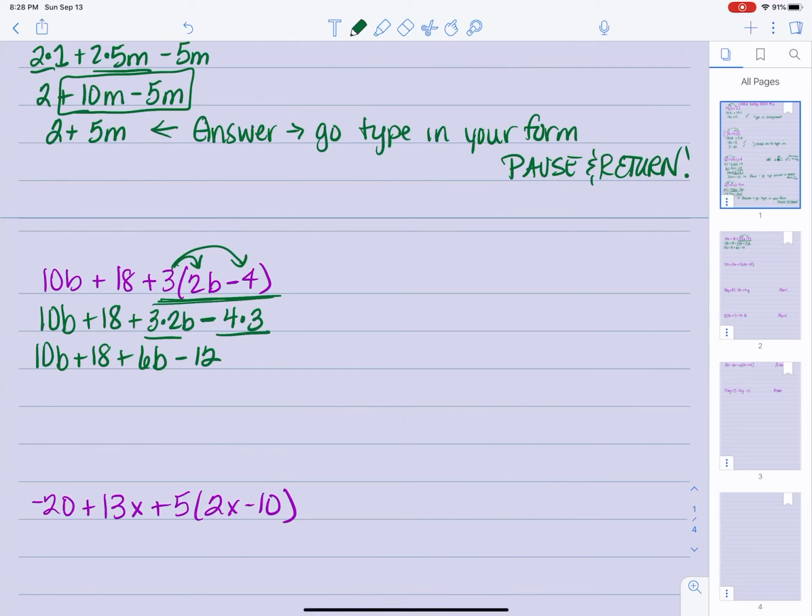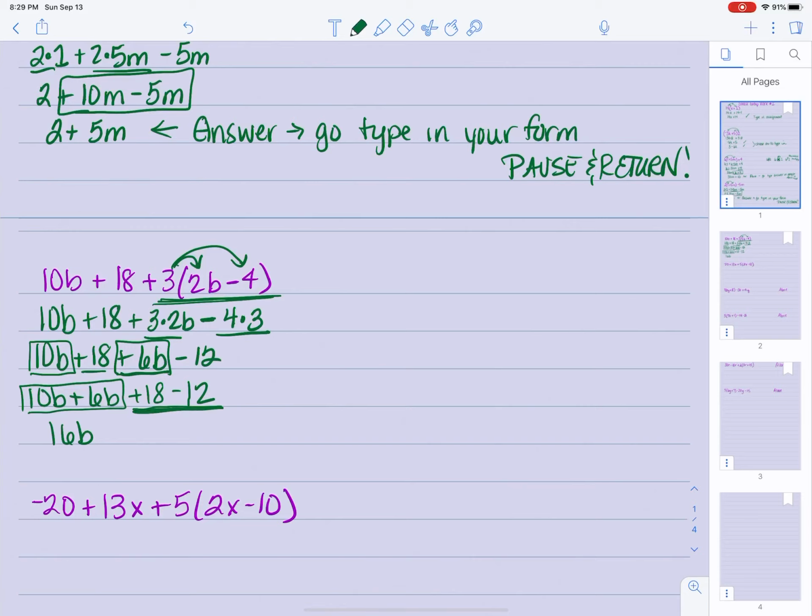Now I get to do the rearranging so that my like terms are together. I see a 6b, I see a 10b. I'm going to move them so that they are together. Notice that the plus is coming with the 6b. So then I will move my positive 18, negative 12. So 10b plus 6b becomes 16b. 18 minus 12 becomes negative 6.